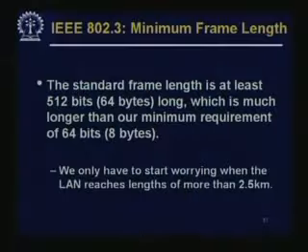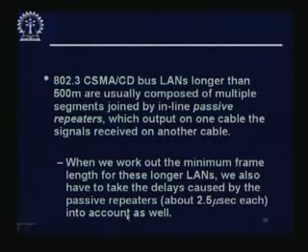The standard frame length is at least 512 bits or 64 bytes long, which is much longer than our minimum requirement of 64 bits, which is 8 bytes. We only have to start worrying when the LAN reaches lengths of more than 2.5 kilometers. 802.3 CSMA/CD bus LANs longer than 500 meter are usually composed of multiple segments joined by inline passive repeaters.